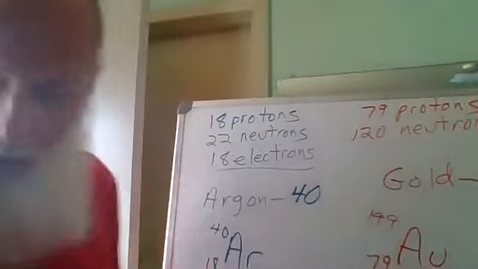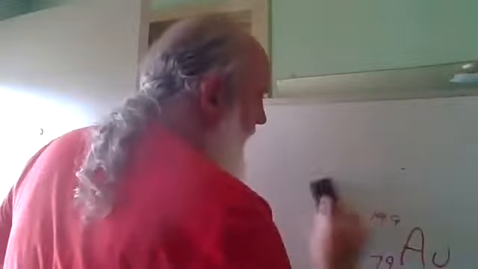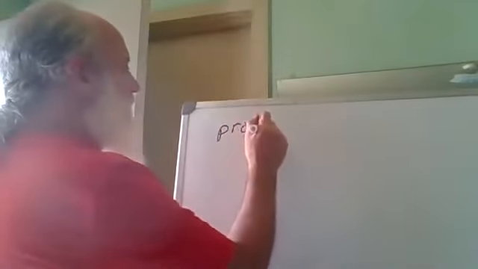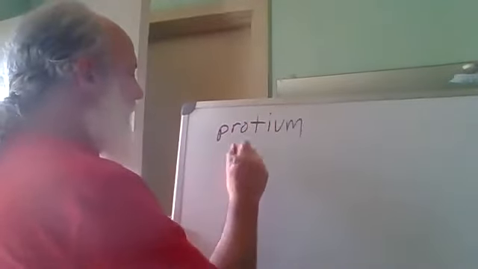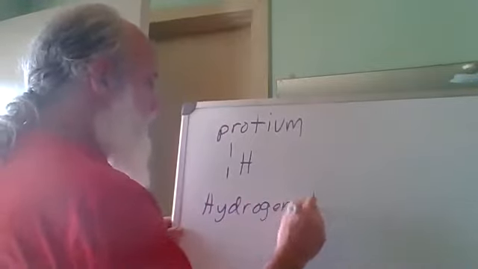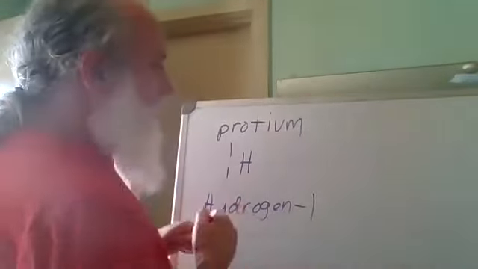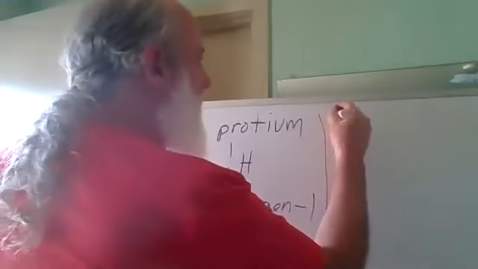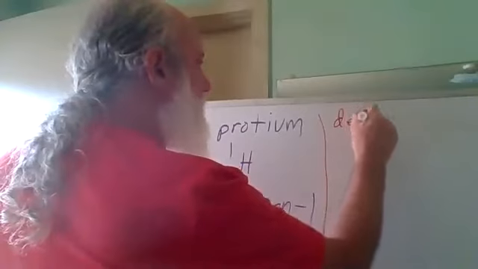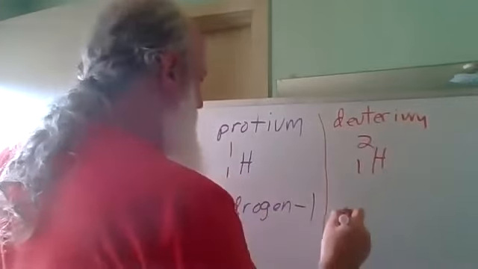And what are those 3 isotopes? Deuterium, tritium. Well, there's protium, which is 1H1 or hydrogen 1. It's just a proton, no neutrons. Then there's deuterium, which is 1H2 or hydrogen 2.